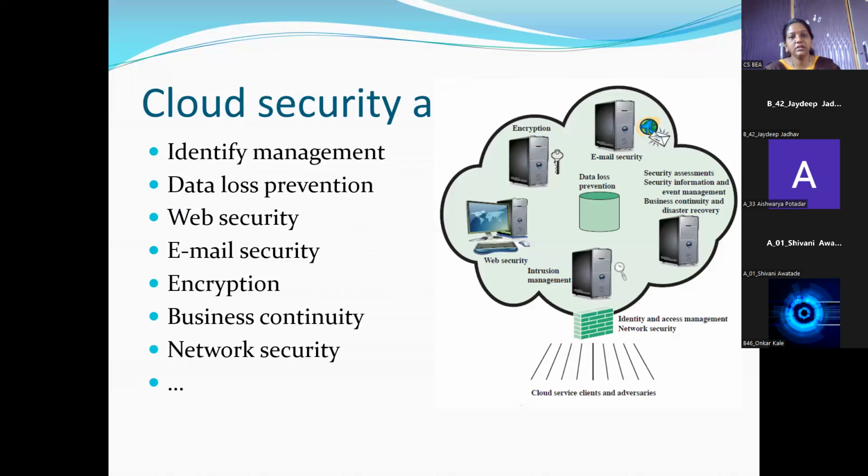So cloud security overall includes identity management, that is your authentication methods, then data loss prevention, web security, email security, encryption, business continuity, and network security. Cloud service clients and adversaries are given here in the diagram. Here are the unauthorized users. Introducing identity and access management, the network security methods are introduced here. So what types of security for the clouds are shown here in the diagram?